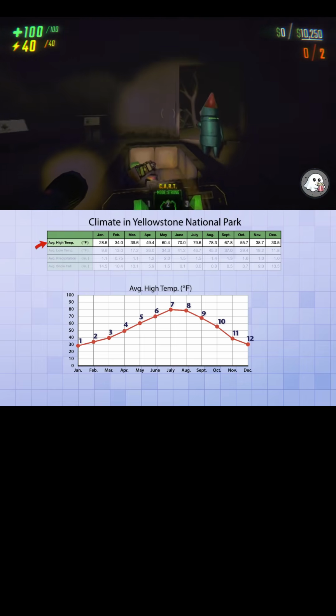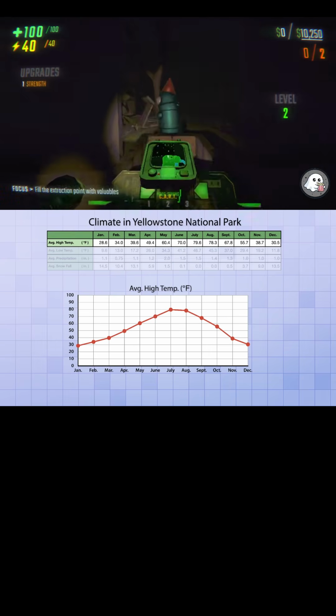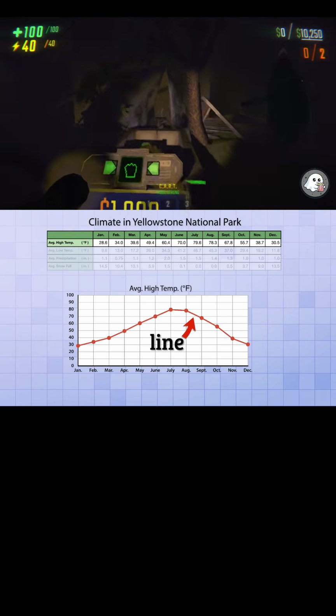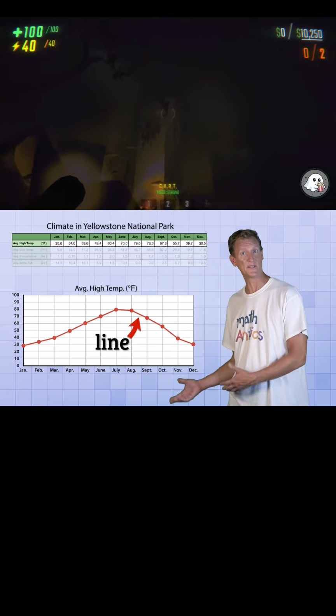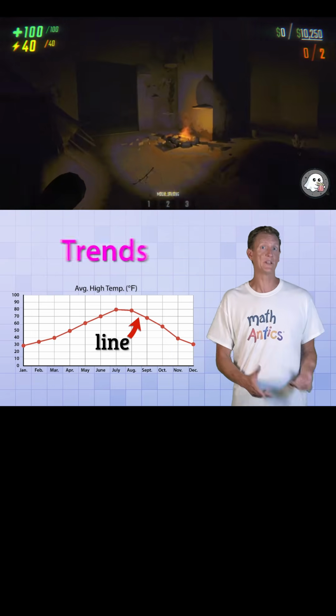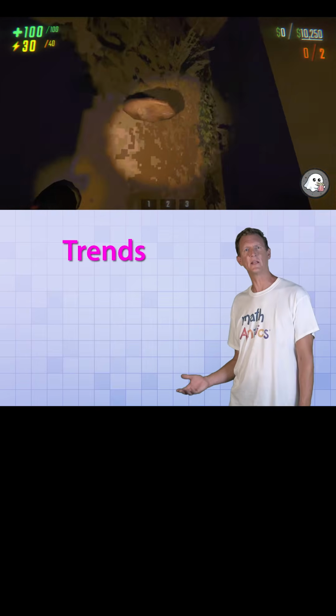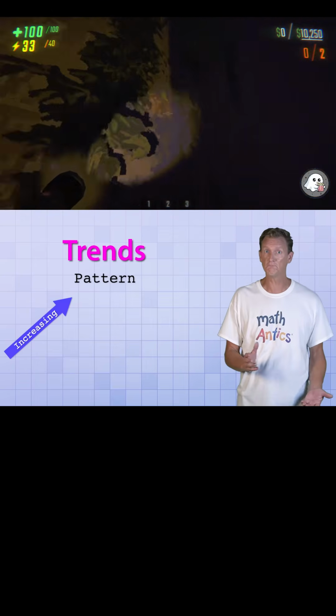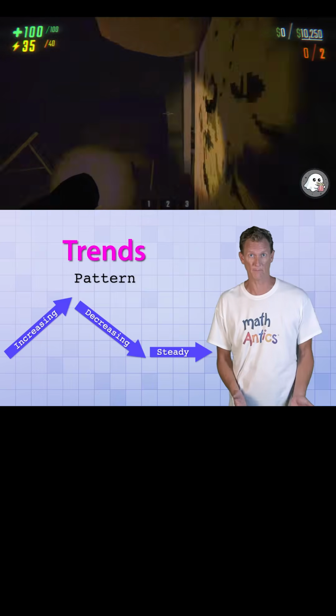of the data table. After all these dots were plotted on the graph, they were connected with line segments between each adjacent pair. Why was this done? To help us identify any trends in the data. A trend is simply a pattern in the data, like increasing, decreasing, or staying basically the same.